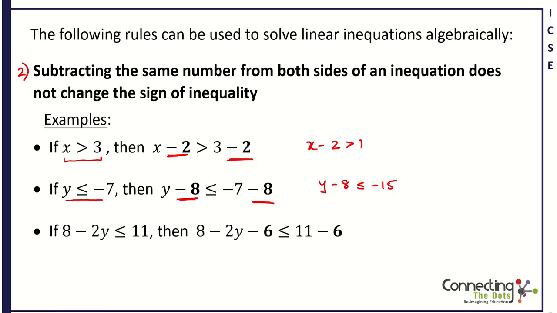In the third example, I am subtracting 6 from both sides. And what do we get? We get 2 minus 2y is less than or equal to 5. Again, the inequality sign has not changed. So adding the same number to both sides or subtracting the same number from both sides of an inequation does not change the sign of inequality.